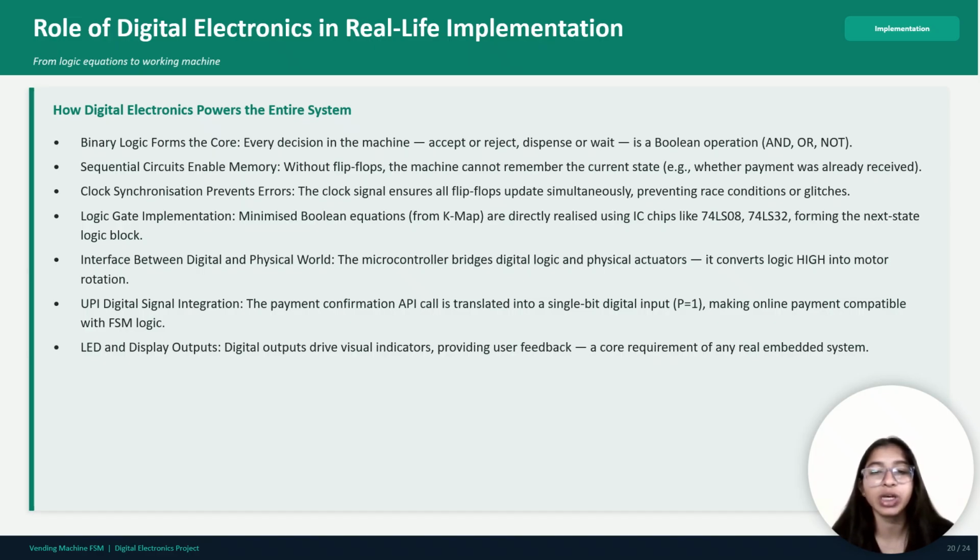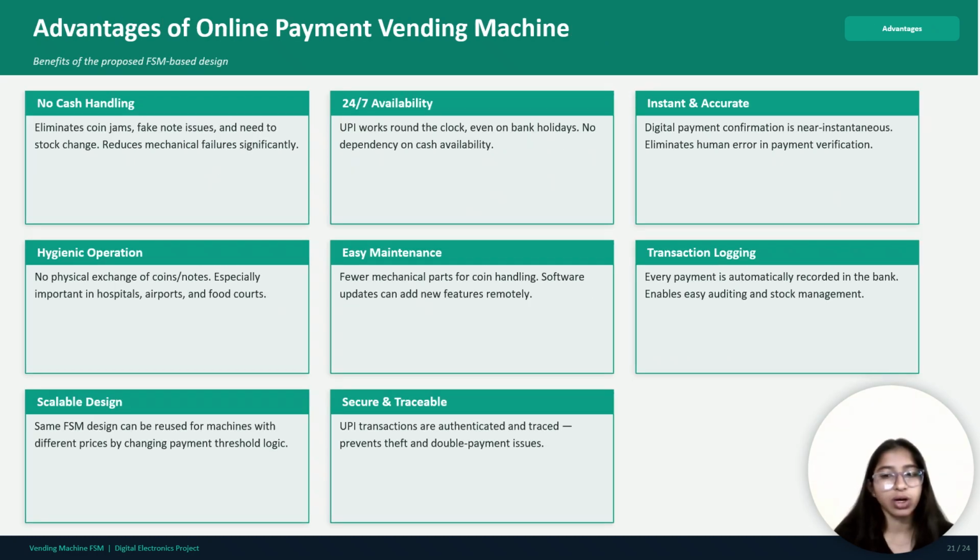And finally, the UPI payment integration shows that digital electronics is not isolated. It interfaces with the internet, with banking APIs, with user apps to create a complete real-world embedded system. So the advantages of an online payment vending machine are no cash handling, 24/7 availability, instant and accurate operation, hygienic operation, easy maintenance, transaction logging, scalable design, and secure and even traceable.